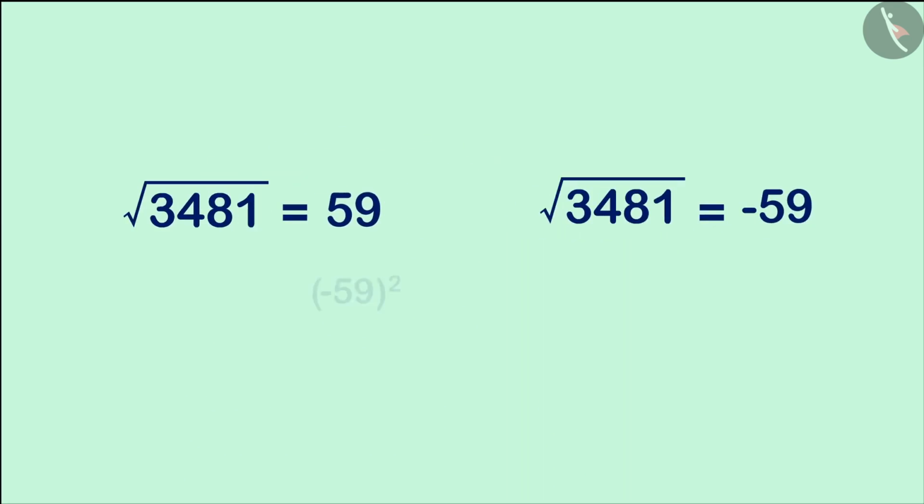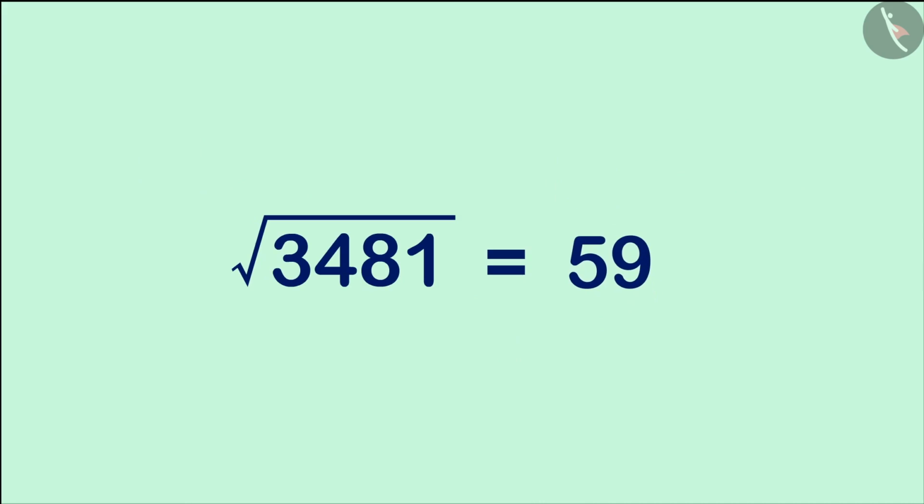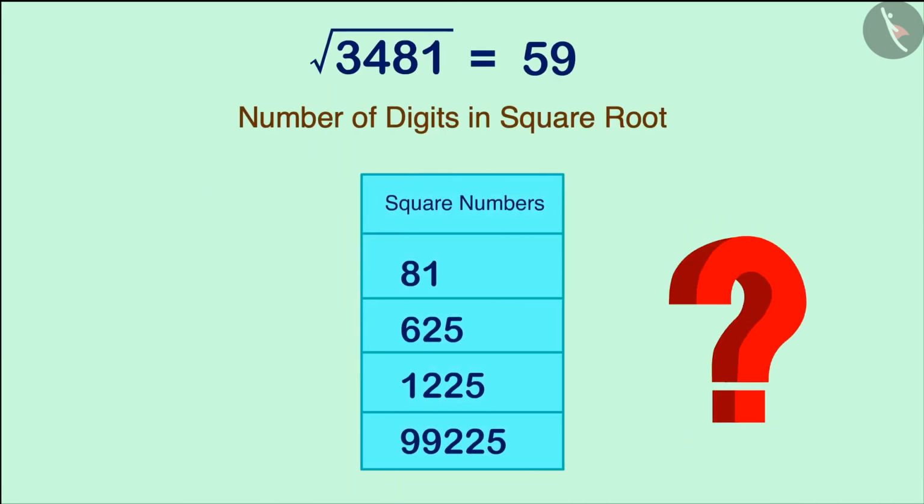It will be minus 59, because the square of minus 59 is also 3481. We have seen that the given perfect square has 4 digits and its square root has 2 digits. Can you guess how many digits will be there in the square root of these perfect square numbers? If you want, you can pause the video here and solve the question.